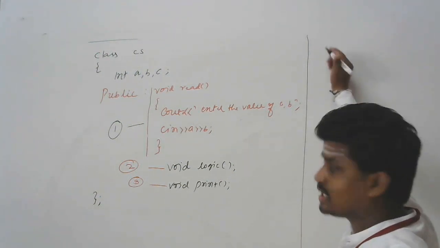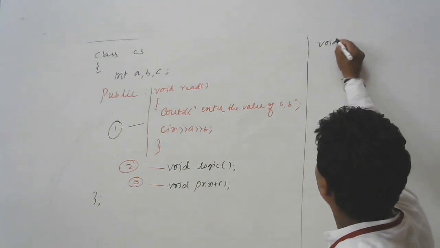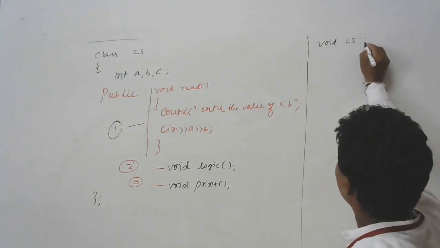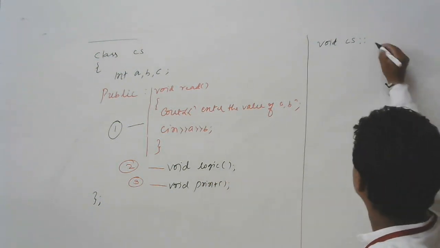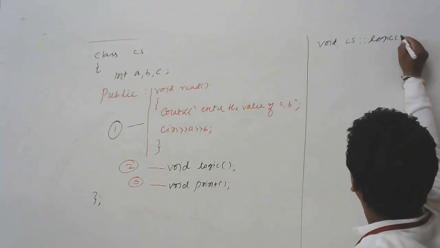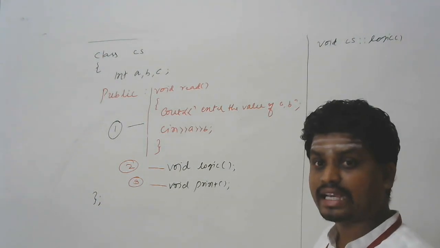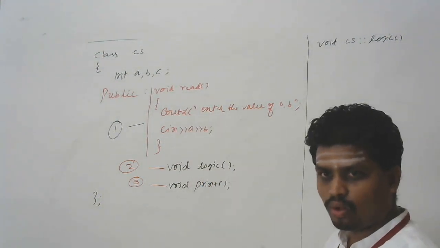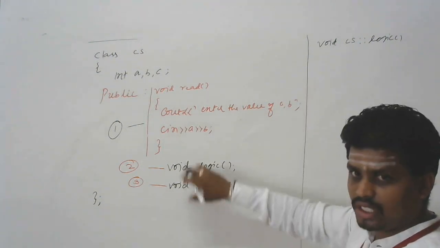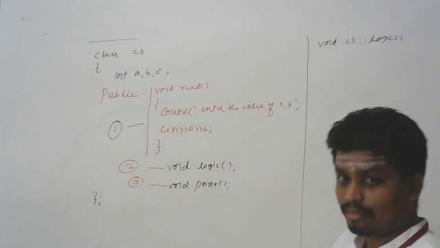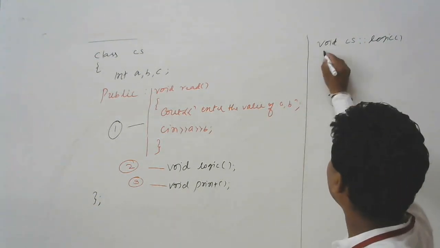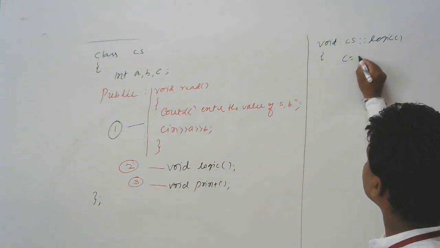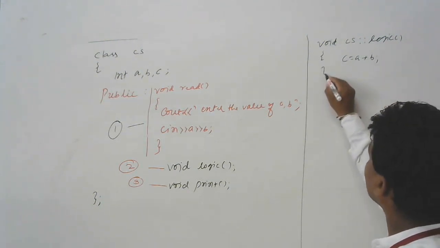What is that? Return type. I will take return type void. The class name is CS and the function name is logic. You may ask, sir, why didn't you take read? Because I have already defined it here, so no need to take it one more time. These 2 are not defined, so I am defining them here. Open the curly bracket. Here I will write the logic: C equals A plus B. Then I will close this function.